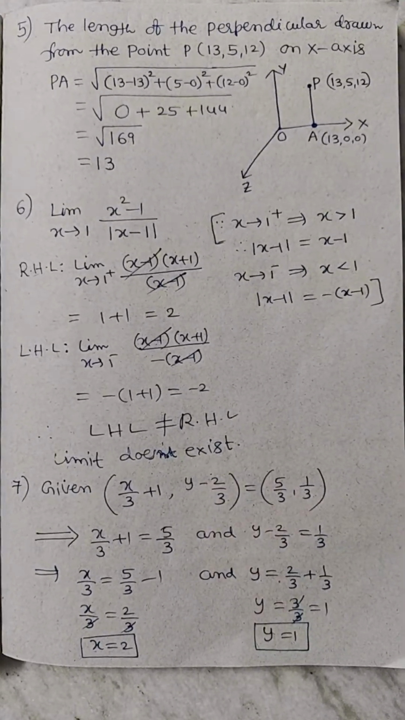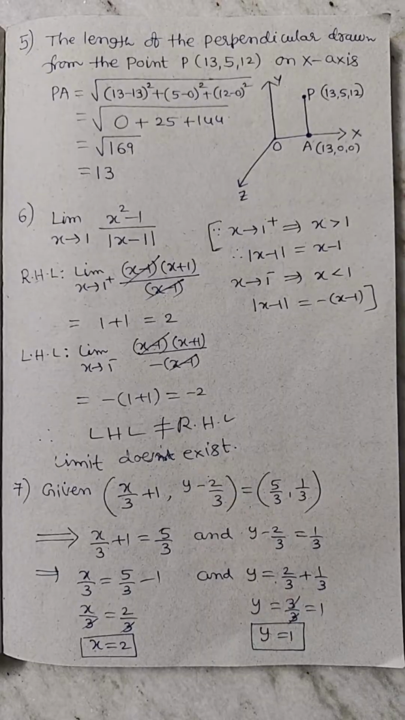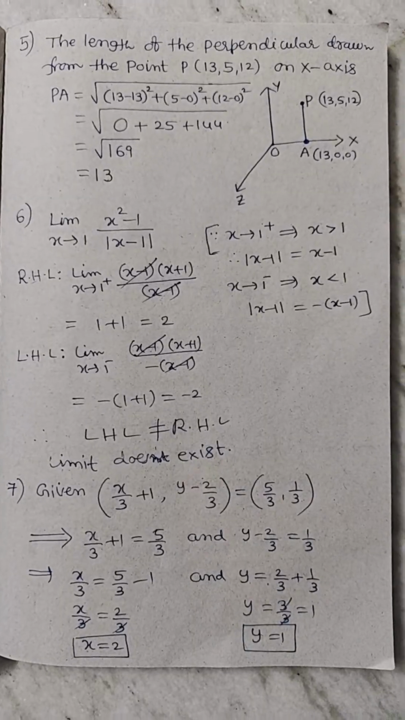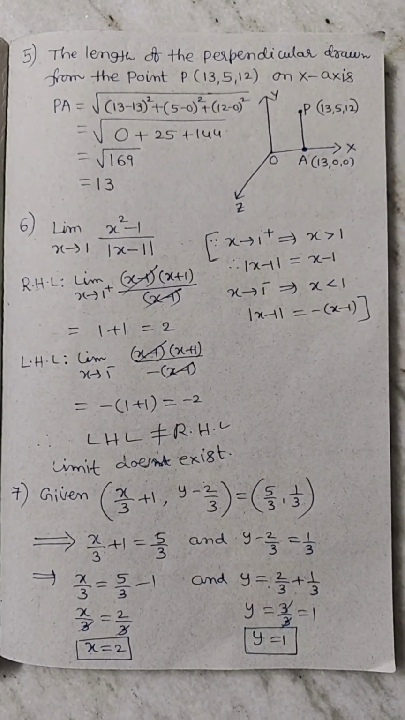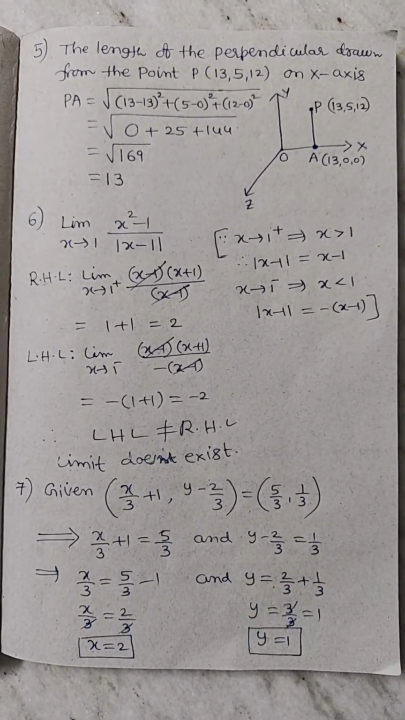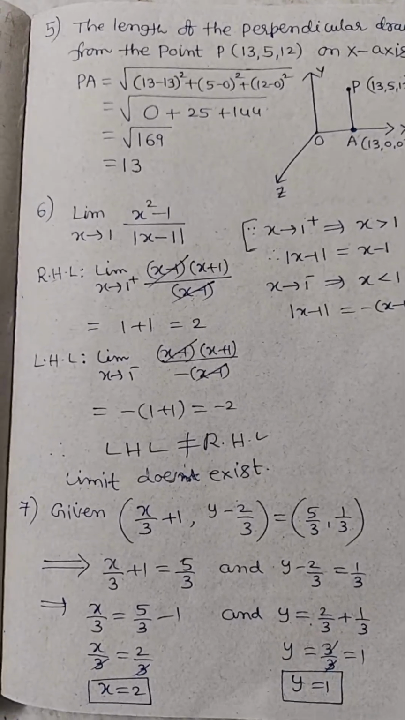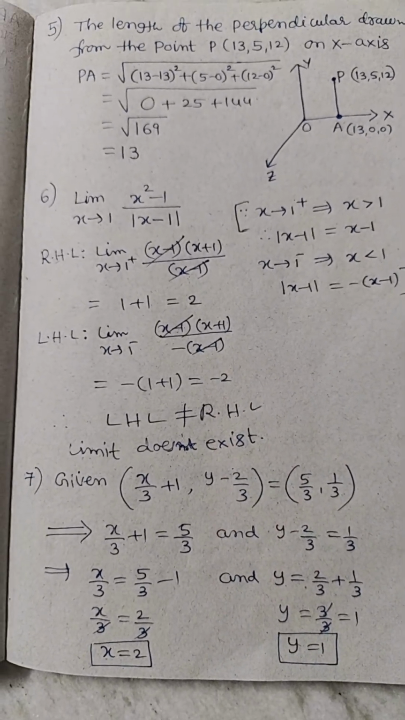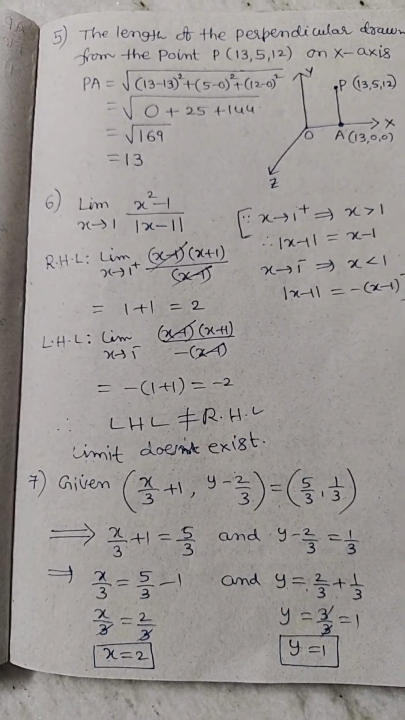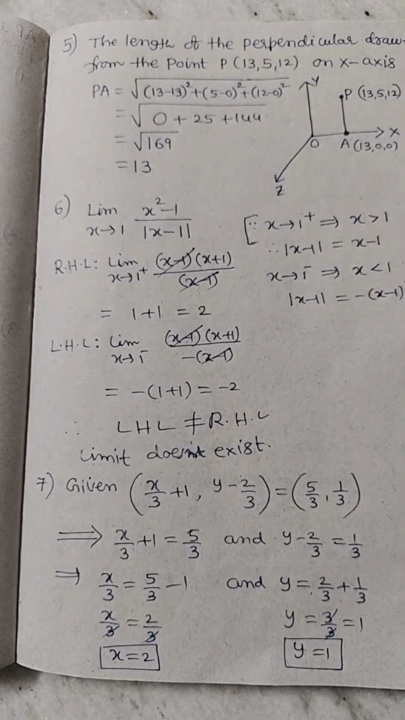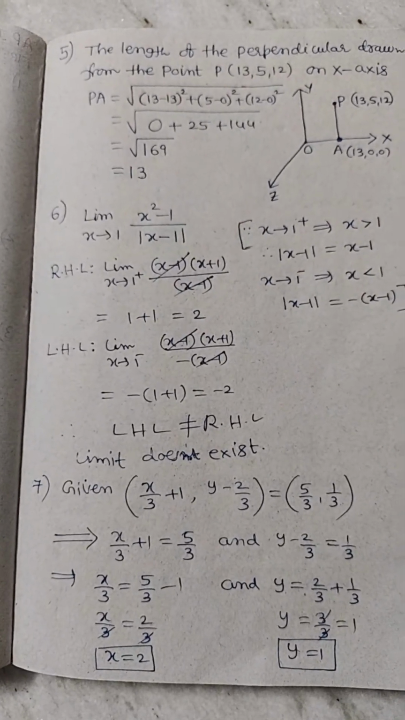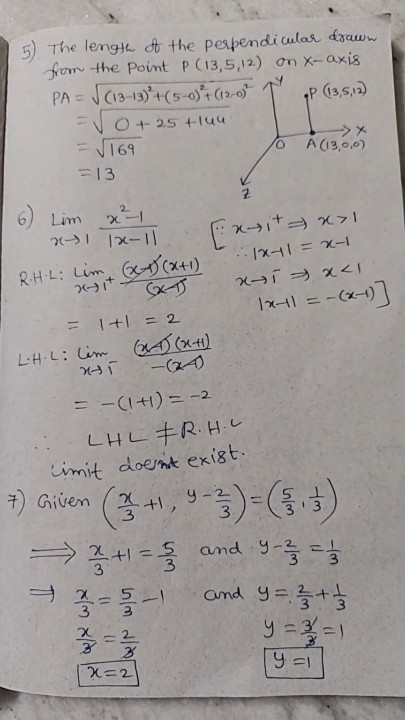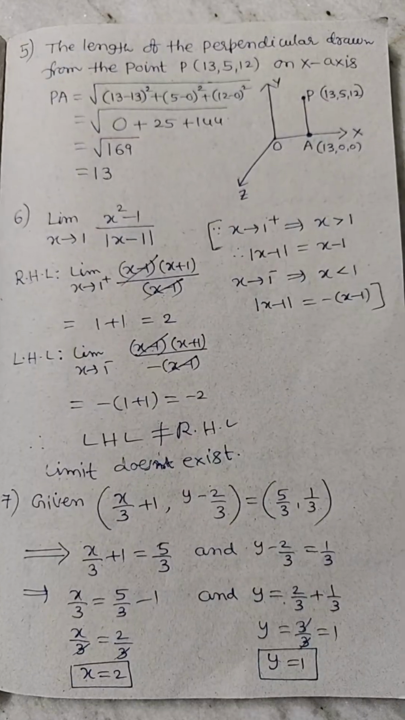Next LHL, left hand limit. X tends to 1 minus. When x tends to 1 minus, mod x minus 1 value is what? Minus of (x minus 1). So limit x tends to 1 minus of (x minus 1) into (x plus 1) divided by minus of (x minus 1). So x minus 1 get cancelled. So you are getting minus, bring outside, limit x tends to 1 minus of x plus 1. So wherever x is there, substitute 1. 1 minus does not mean x is equal to minus 1, dear students. X is equal to 1 only, but it is from left side. So minus of (1 plus 1) which is equal to minus 2.